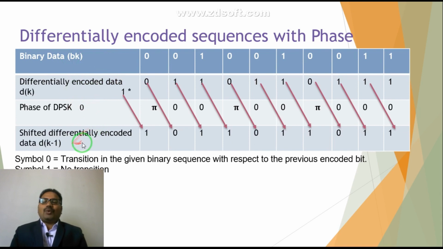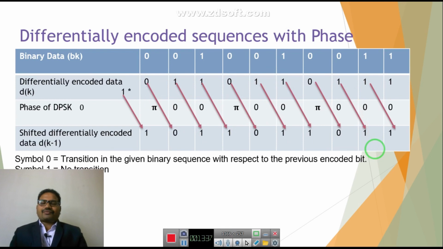So what is the 1 bit delayed data? It is d of k minus 1. So you can see that we have delayed by 1 bit, so this 1 would come over here, 0 1, this one would come over here, 0 would come over here, and so on. So hope up till now you understood how this shifted version of encoded data came.